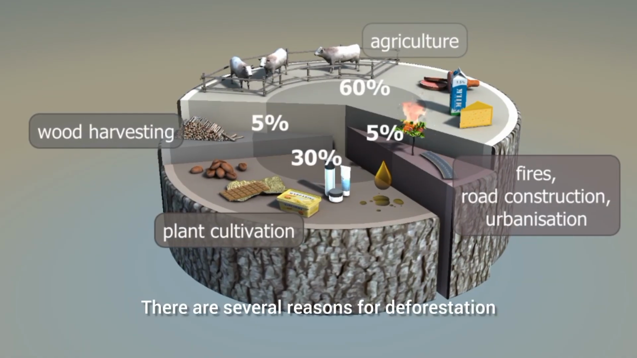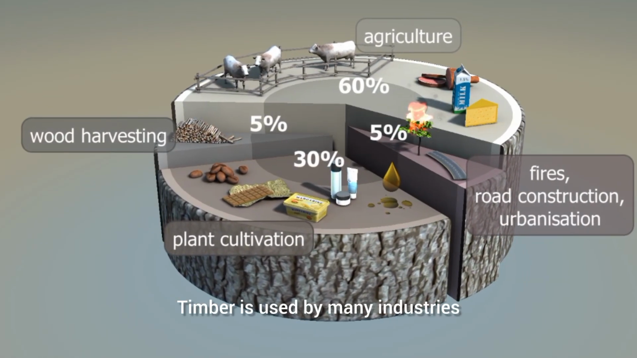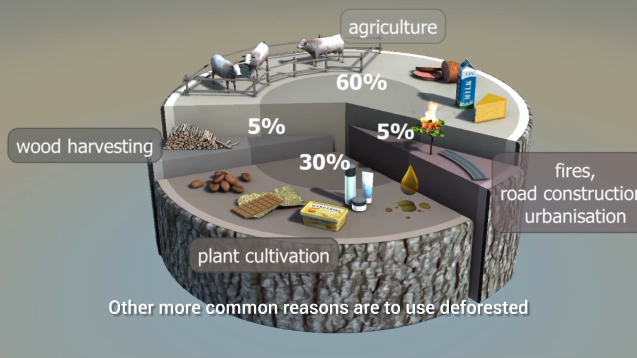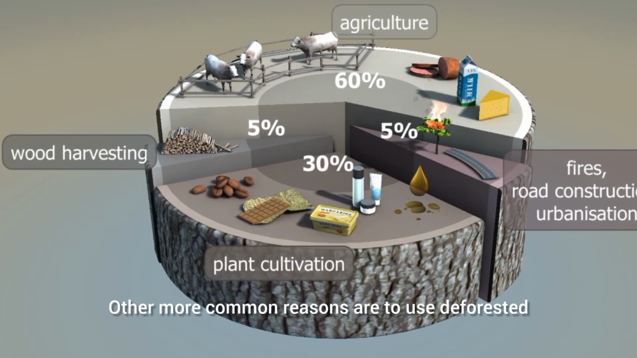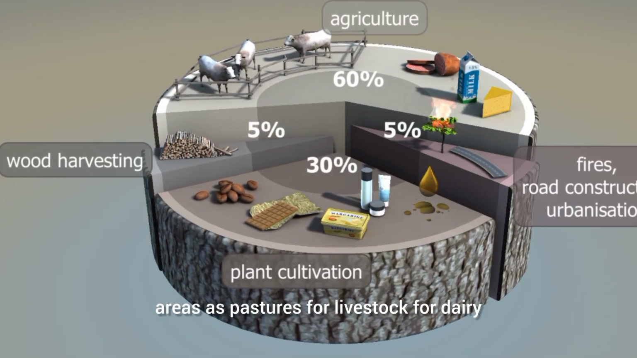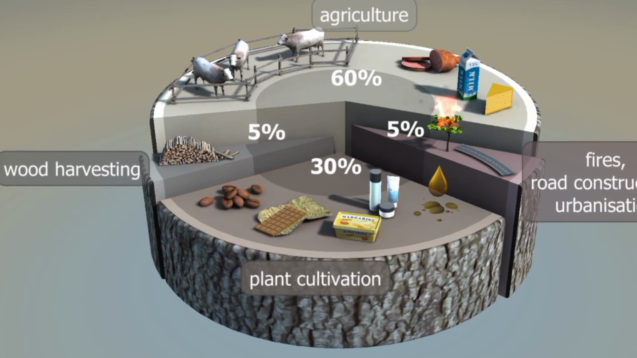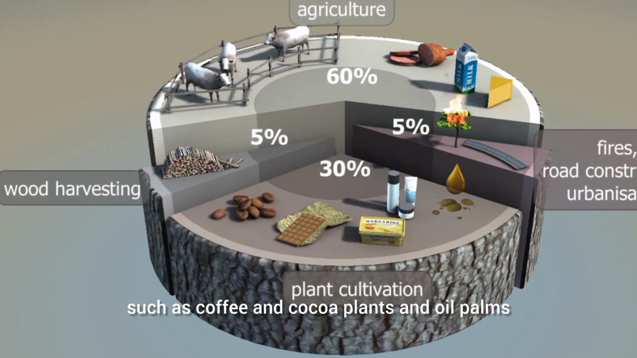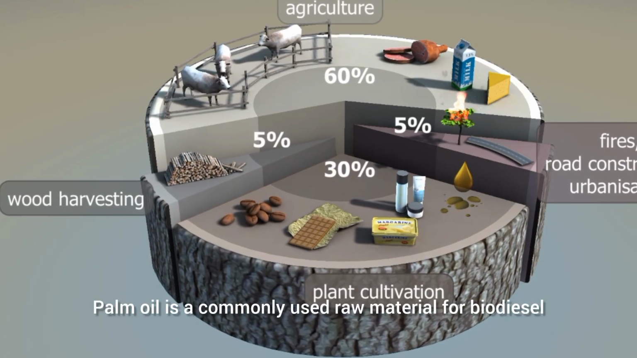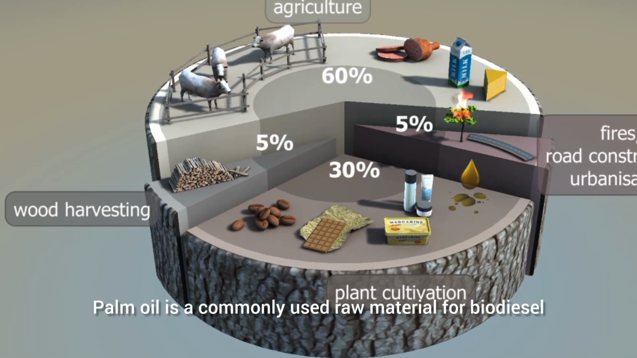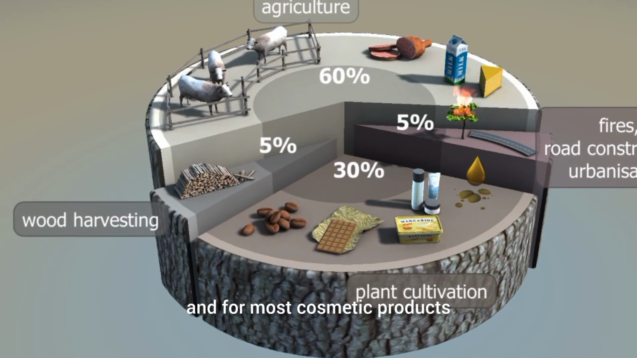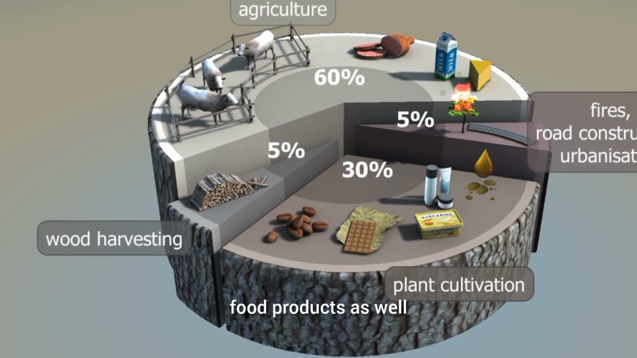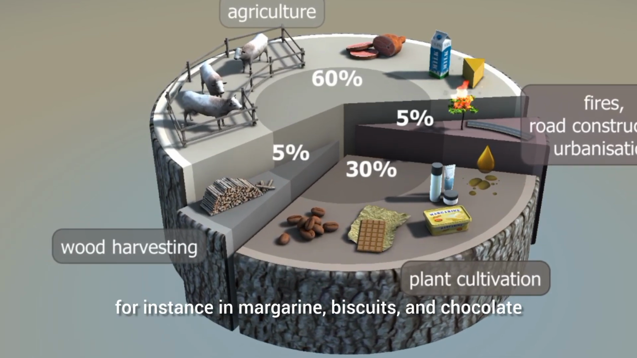There are several reasons for deforestation. Timber is used by many industries, for instance, to make paper or furniture. Other, more common reasons are to use deforested areas as pastures for livestock for dairy and meat production, as well as to cultivate various crops, such as coffee and cocoa plants and oil palms. Palm oil is a commonly used raw material for biodiesel and for most cosmetic products. In addition, it is present in most processed food products as well, for instance in margarine, biscuits, and chocolate.